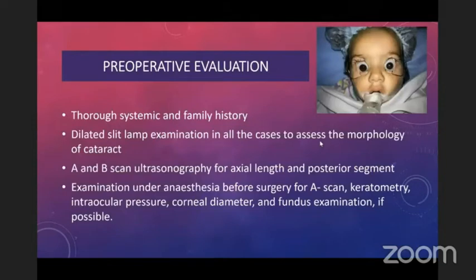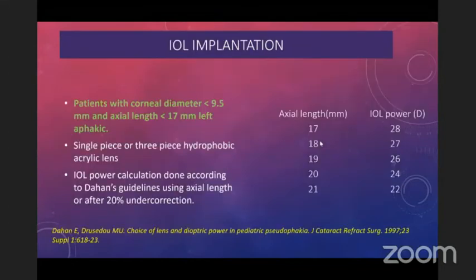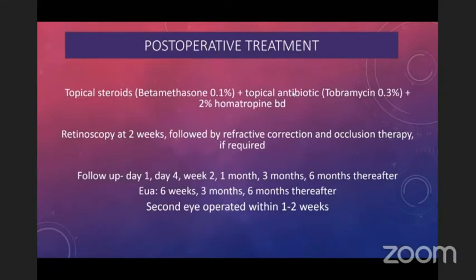Preoperatively, thorough systemic and family history was taken with dilated slit lamp examination. Ultrasonography, A and B scan, was done for all the patients, and examination under anesthesia before surgery was done in all the patients. Patients with corneal diameter less than 9.5 and axial length less than 17 were left aphakic, and IOL power calculation was done according to Dahan's guidelines using axial length or after 20% undercorrection.